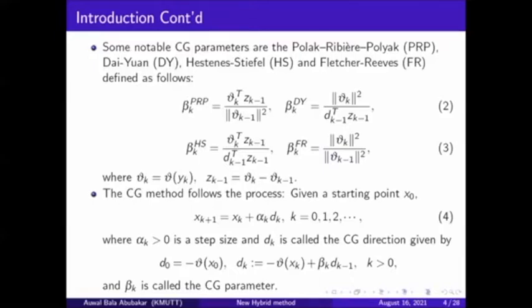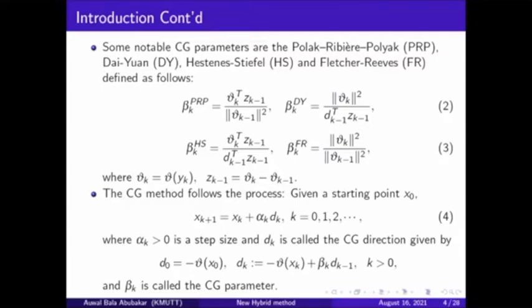Now we have some notable existing CG parameters. We have the Polak-Ribière-Polyak, which is the PRP. We have the DY. We have the HS, which is the Hestenes-Stiefel, and we have the Fletcher-Reeves. These parameters are defined as follows in (2) and (3). These are not the only parameters we have. We decided to bring them here because these four parameters are the ones we are interested in this work.